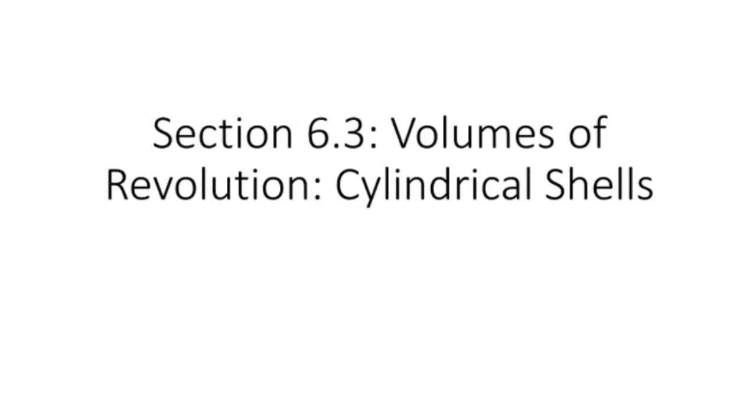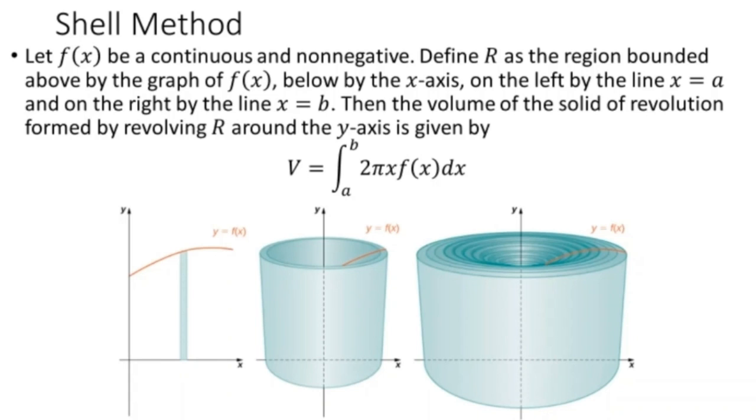Section 6.3, Volume of Revolution, Cylindrical Shells. In the last section, we looked at how to find the volume of a solid of revolution that was formed by rotating a region around the x-axis. And the methods we used were either disk method or washer method, because the cross-sections were either disks or washers.